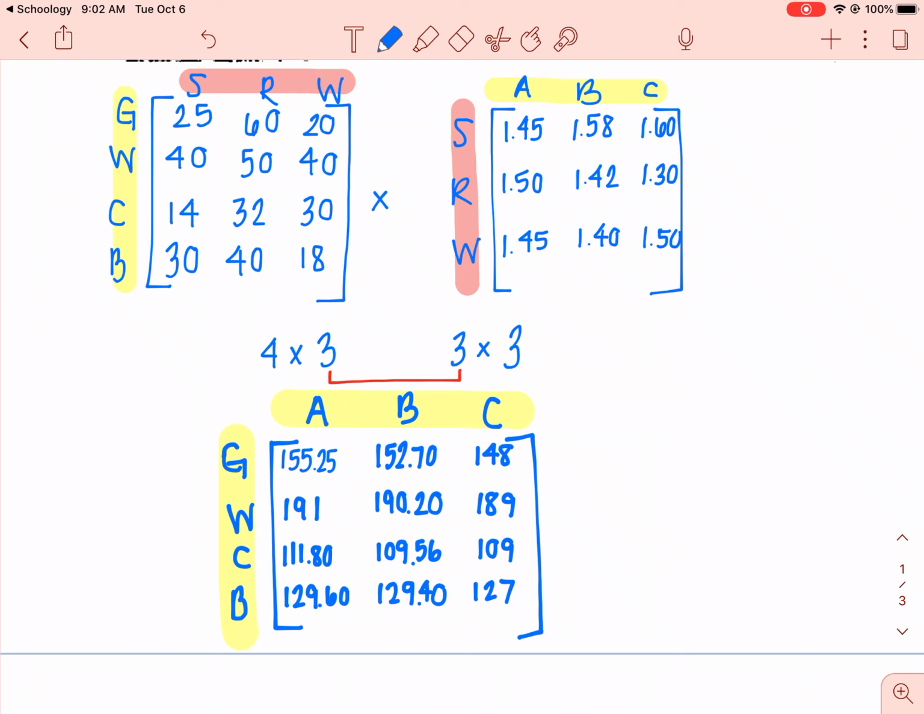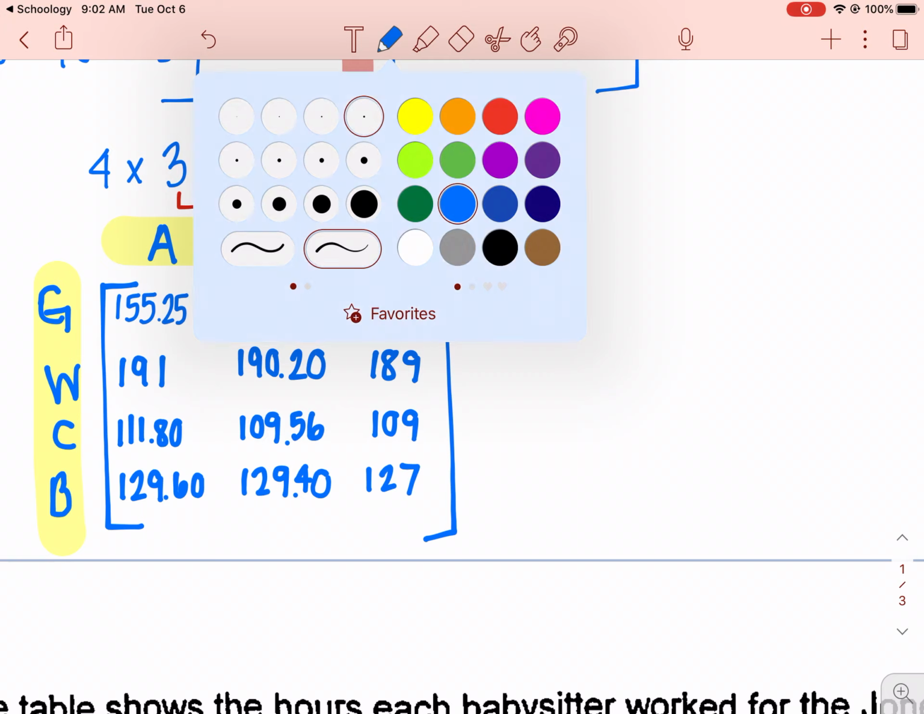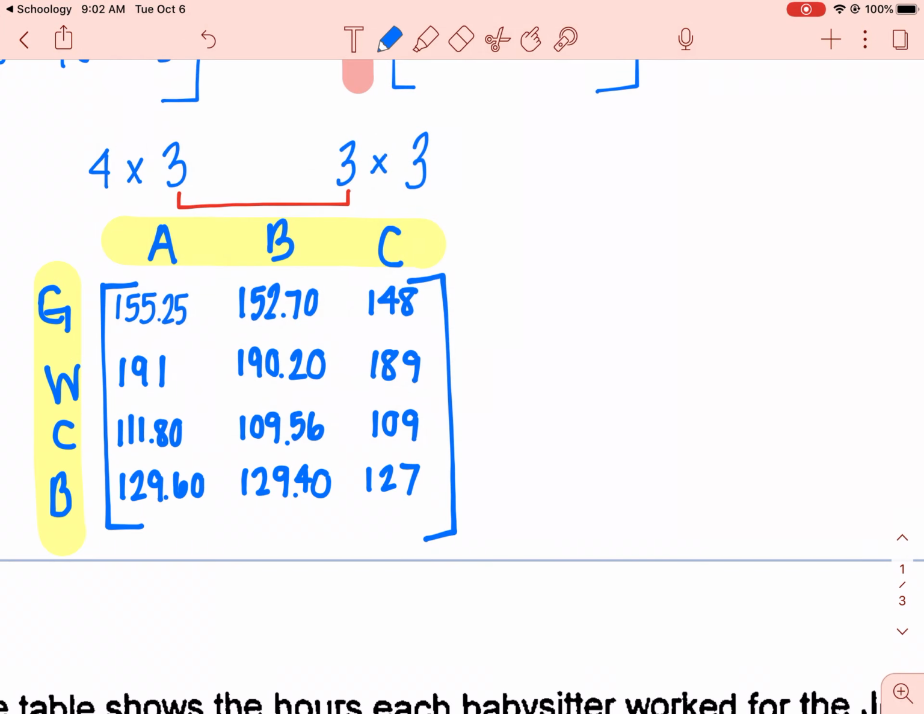Now, the one thing about this problem is this is telling us how much each person pays at each nursery. It actually doesn't answer the question for us. We want to know what is the total price and what nursery should they choose. So we cannot just circle this matrix and say, voila, that's the answer. We need to go a little bit further just based on the problem.